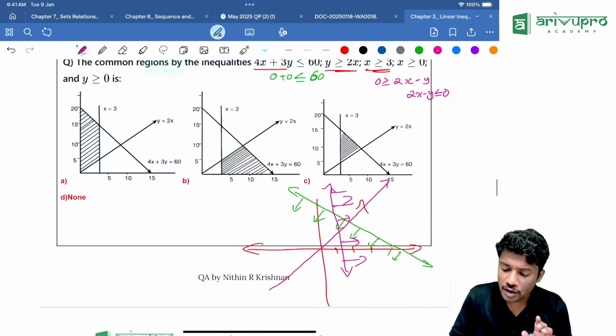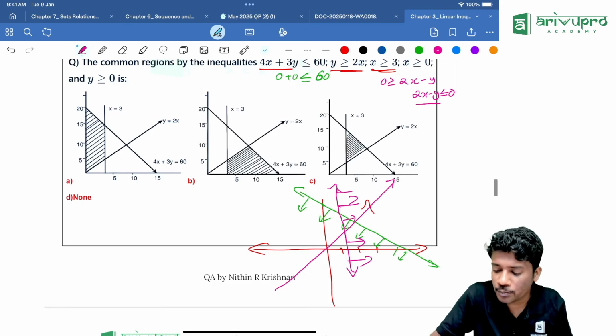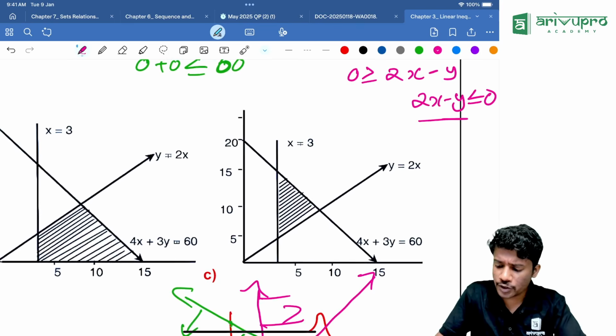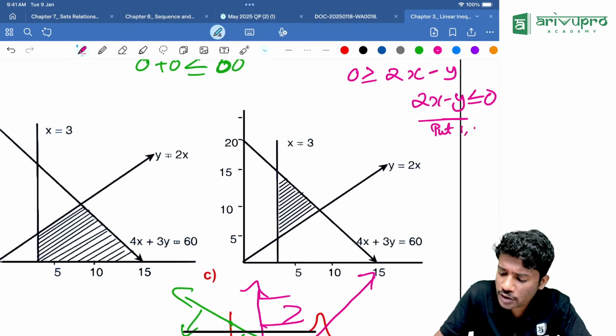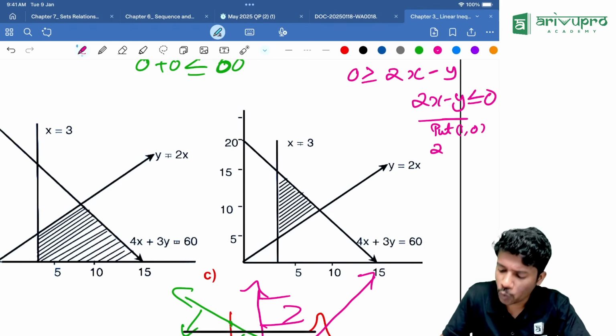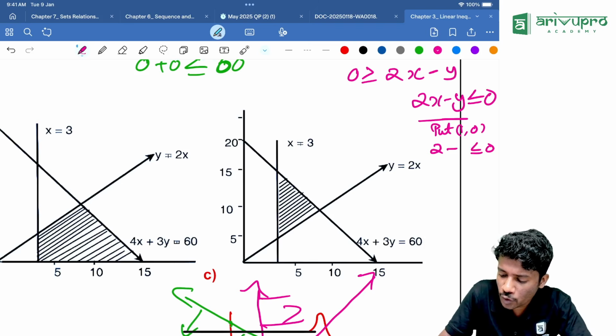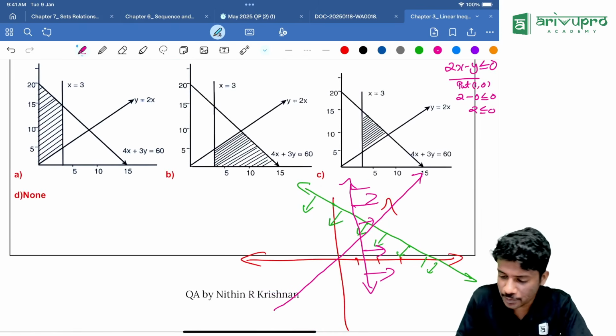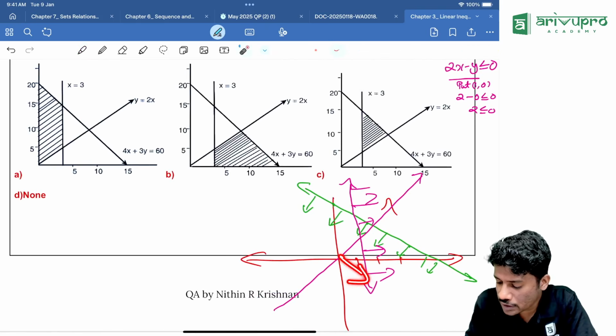Now we will check what is happening with this one. Which value are we going to take? We will take 1, 0. Put 1, 0. That means x is equal to 1, y is equal to 0. That means 2x minus y, which is 2 minus 0, is less than or equal to 0. That means 2 is less than or equal to 0. Is it possible? That means it will not go towards this side.